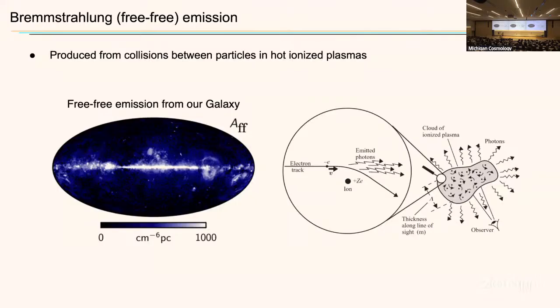But this is produced from the collisions that occur between particles in hot and ionized plasmas. So here you can see an electron coming in, curving around this ion and emitting photons. And here you see an image of what free-free emission from our galaxy looks like.